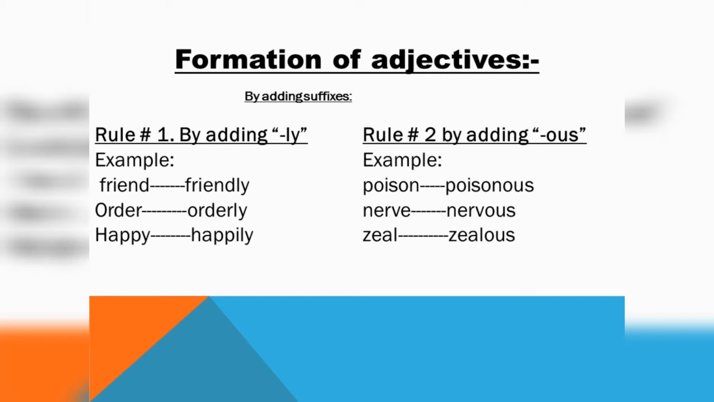Like in rule number 1, you may find that by adding ly with some of the nouns, we may form adjectives like friend, friendly, order, orderly, happy, happily. Rule number 2 is telling that by adding ous, we may form adjectives, and they are poison, poisonous, nerve, nervous, zeal, zealous.